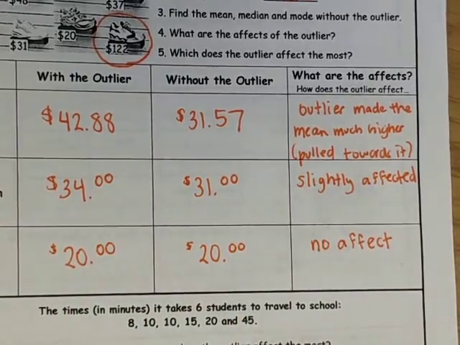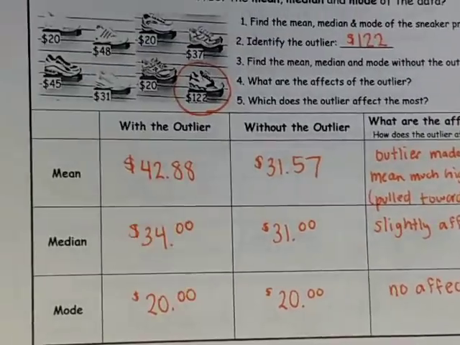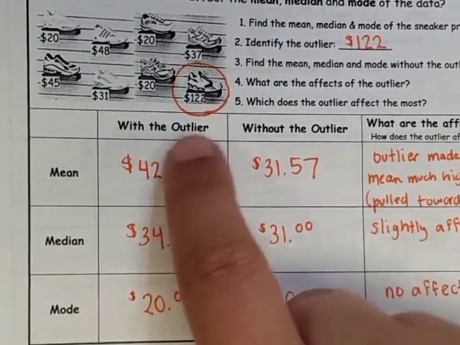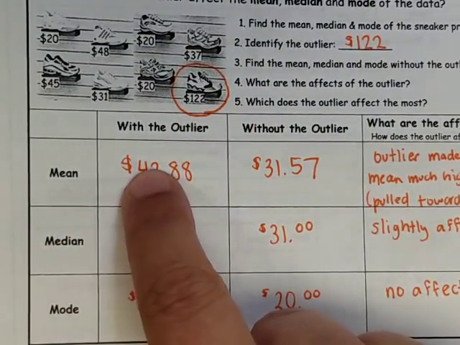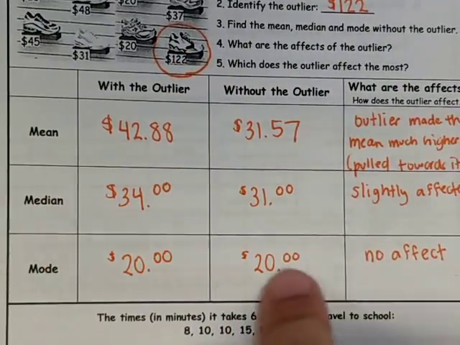All right. So what can we gather from this? It looks like when there's an outlier involved, the mean is definitely affected by this number. The median somewhat, and the mode not at all.